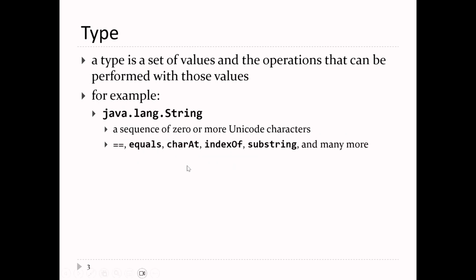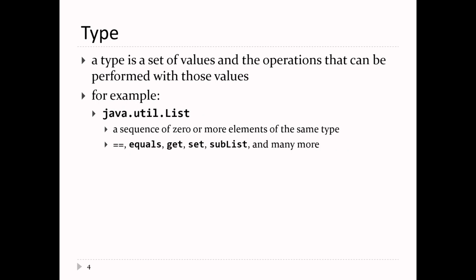Similarly, you've got your reference types, something like String. A String is any sequence of zero or more characters. So there are your set of values. What can you do with a String? Well, we saw strings had some methods like indexOf, charAt, substring, and so on and so forth. A class is a user-defined type. And similarly with List.